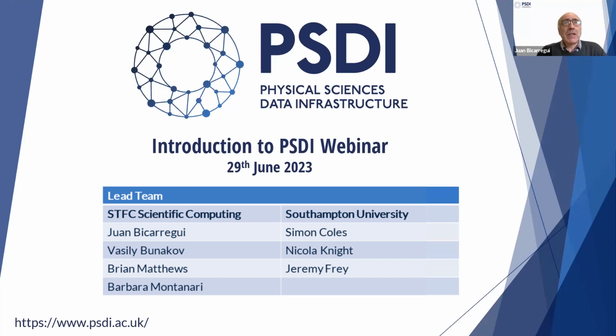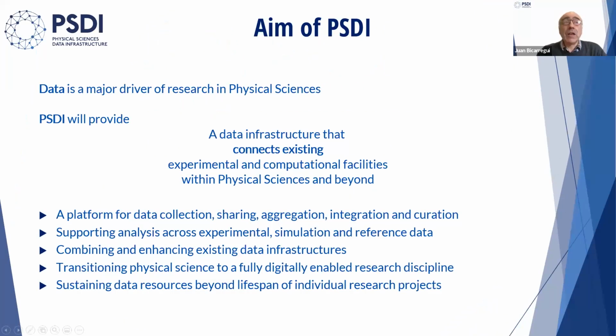So next slide. I'm going to start by giving you an overall picture of the aims of PSDI, and I'll do that by giving one tiny example of the kind of thing we're hoping to do initially, and then generalize to the bigger picture, and then tell you a little bit about what we've done so far in the previous phase of PSDI, and then hand over to Nicola for where we are now and where we're planning to go. So as you can see on the slide, we're talking about data infrastructure for physical sciences. That's what it says on the tin.